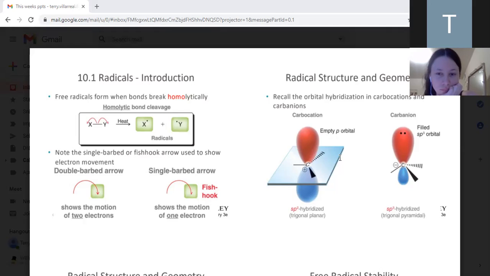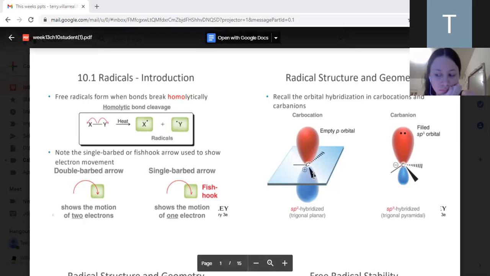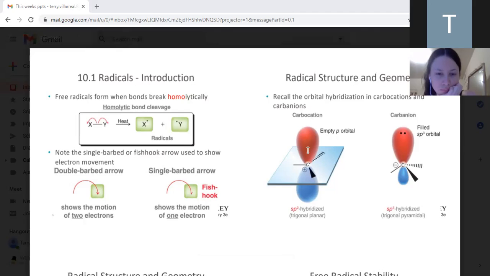Then the idea here is a carbocation and a carbanion. Carbocation, remember, is when we are missing a lone pair, we're missing electrons. It's got less than 8 electrons. Hypovalent. There you go. So this is hypovalent, and this is an sp2 hybridization.